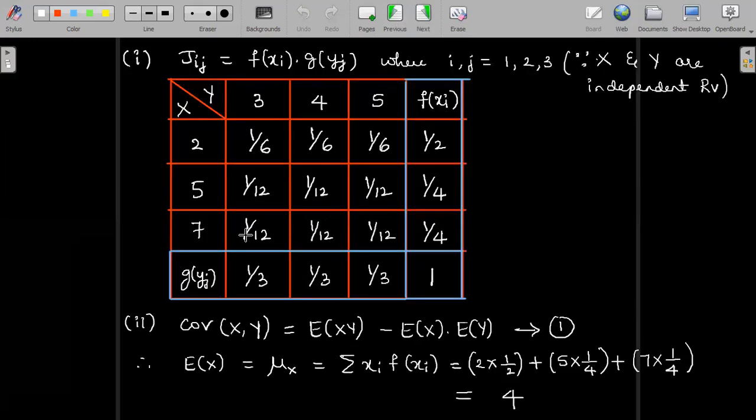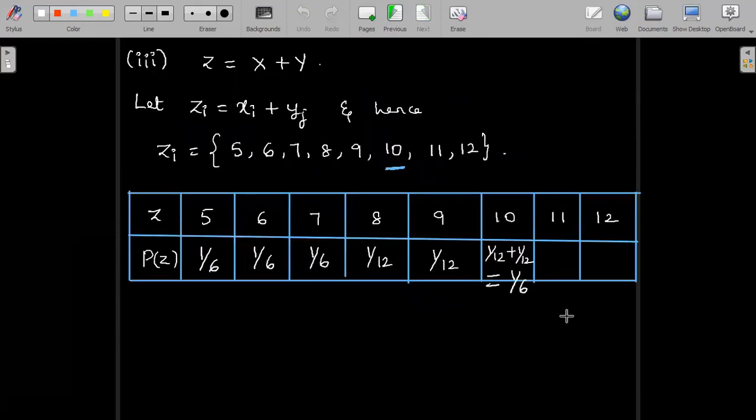Later, the sum 7 plus 4 is 11. Its respective probability is 1 by 12. 7 plus 5 is also 12. Its respective probability is 1 by 12. So here the probabilities are directly 1 by 12 and 1 by 12.